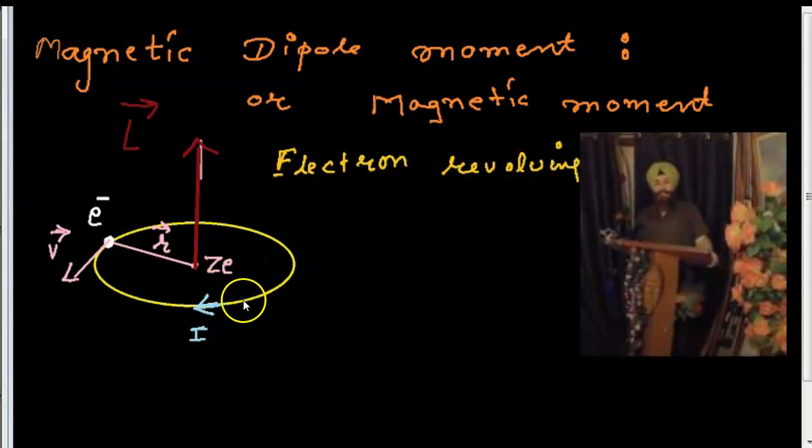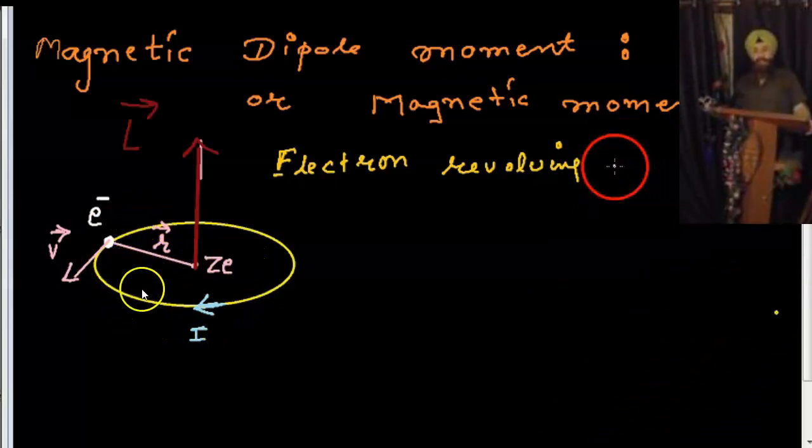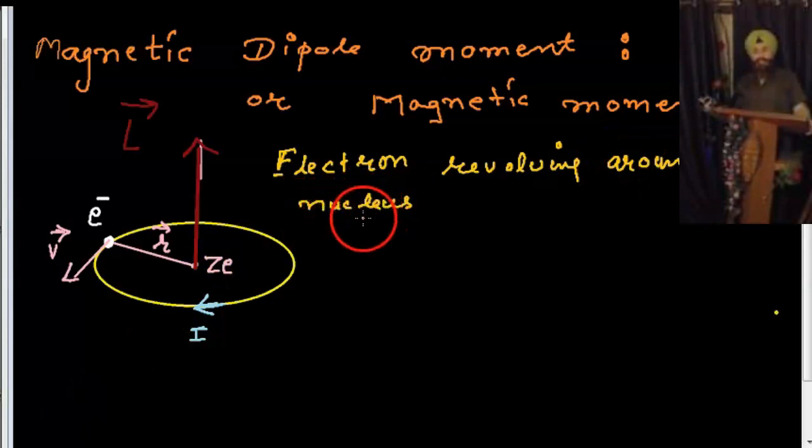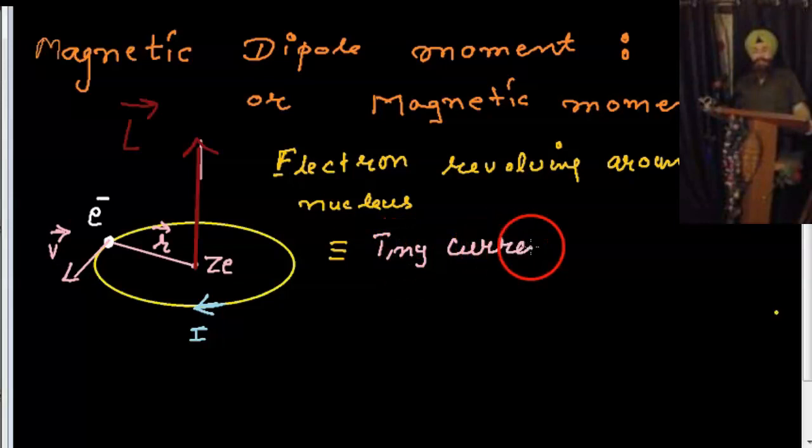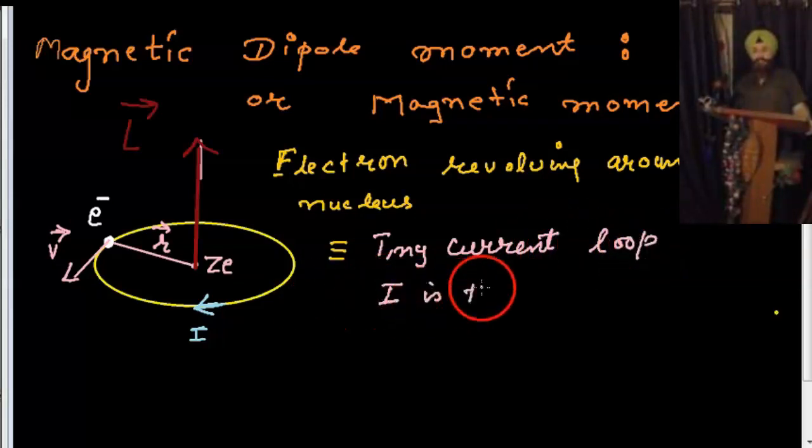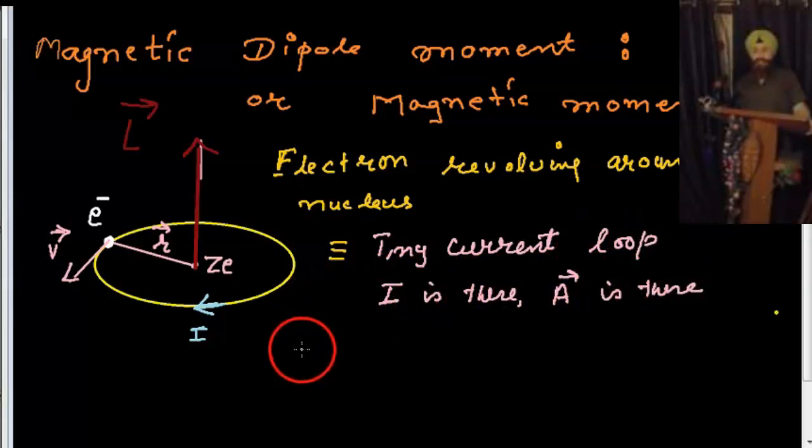So whenever there is a current, and there is an area, what happens then? The question, very important question. So first of all, the electron is revolving around the nucleus in anti-clockwise direction. So this electron means current is clockwise. So clockwise current is circulating and there is an area. So a tiny current loop behaves like a tiny magnet. As I is there, A is there.